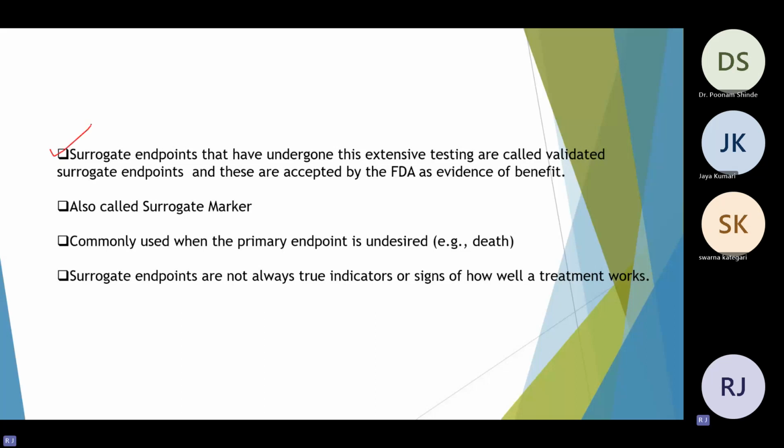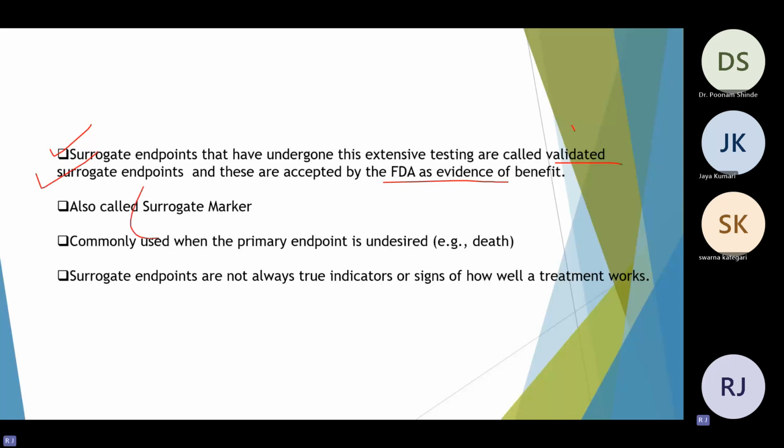Okay, so a few more things about the surrogate endpoint. Surrogate endpoints that have undergone extensive testing are called validated surrogate endpoints, and these are accepted by the FDA as evidence of benefit, because in the last 30-40 years we have used many surrogate endpoints instead of primary endpoints. Now we have good data. Instead of these primary endpoints, we can use surrogate endpoints, and we can determine the actual efficacy of a drug molecule. Those surrogate endpoints which have been used for many years and for which we have enough data are called validated surrogate endpoints.